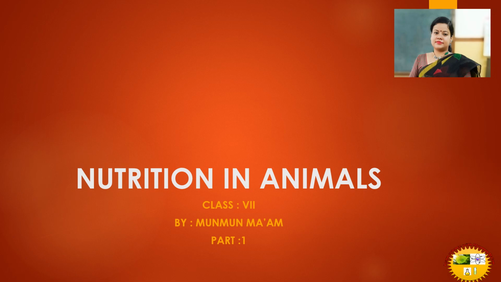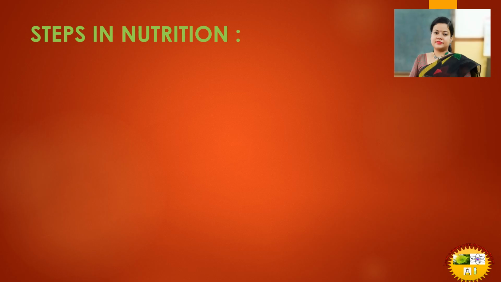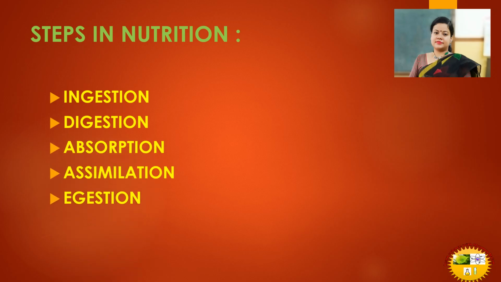Today we are going to start the second chapter of your NCERT book, that is Nutrition in Animals. So let's get going. Today we are going to learn about steps in nutrition. What are the steps in nutrition? First, ingestion, digestion, absorption, assimilation and egestion. In today's class, we are going to learn about these 5 steps of nutrition in detail.